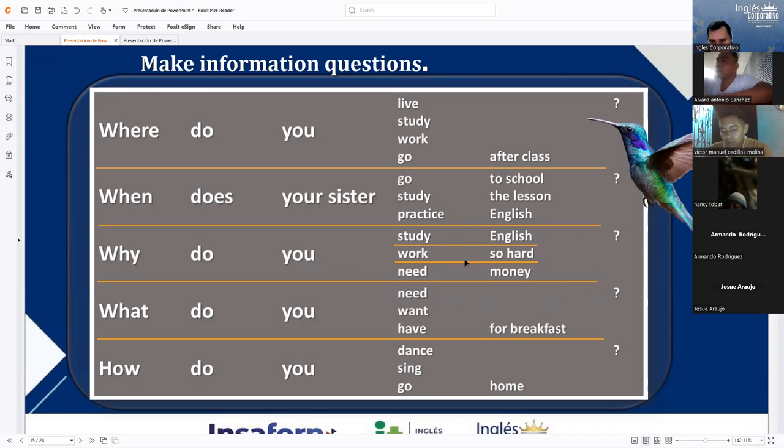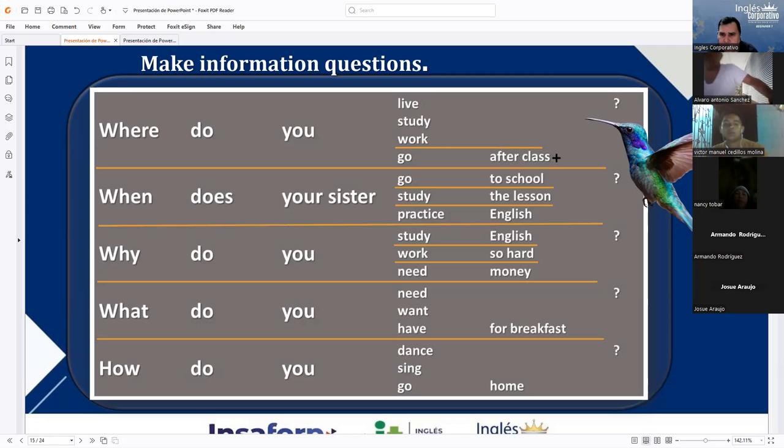Why do you study English? Why do you work so hard? Why do you need money? Okay. Imagine. You do need money. Yeah. Why do you need money? And you say, well, I need money because I need money very much. Yeah, of course. I need a lot of money. Okay. I need money every day. Yeah, I guess everybody. Well, no, me no.